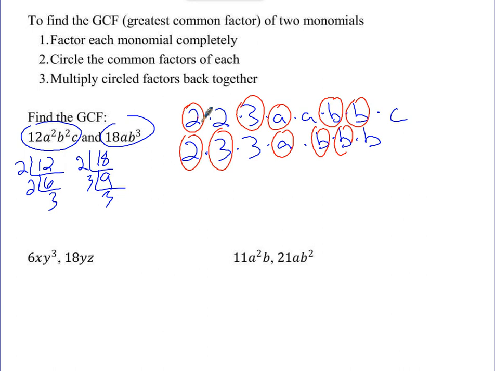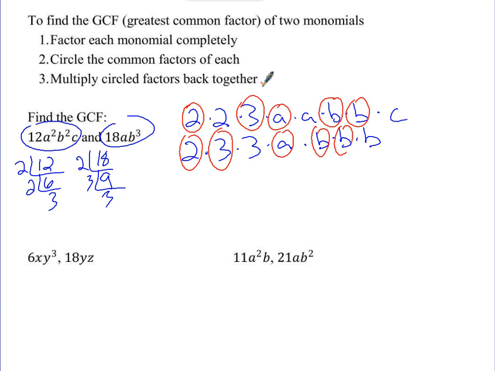And now because I looked at only the top one and made matches with just the top one, I don't have to worry about anything else. I made it all the way across and I've circled all the pairs. Even though I got another B down here, it doesn't matter because there's not another uncircled B here. Just look at the top one and circle your matches all the way across, and then when you're done, you're done. Then multiply the circled factors back together.